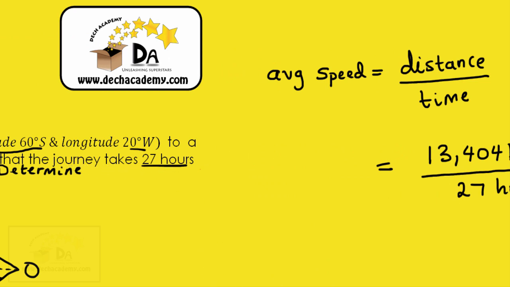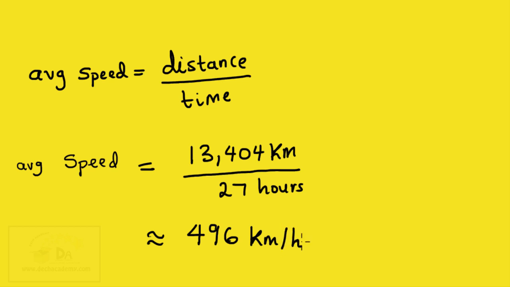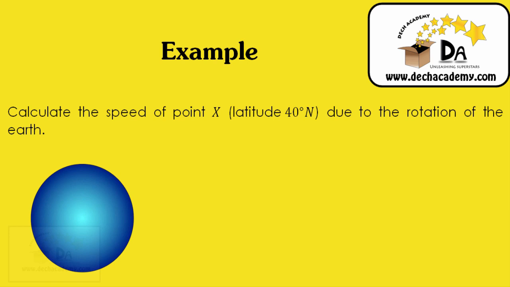The journey takes 27 hours. So our average speed, which I'm going to call, well, I'll just call it speed, or just to be consistent, I'll just continue with average speed. The average speed is going to be equal to whatever you get when you divide 13,404 by 27. You can use your calculator and you get that the average speed is equal to 496 kilometers per hour. And that's all.